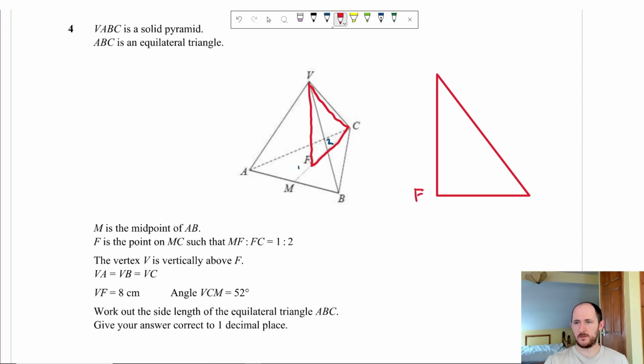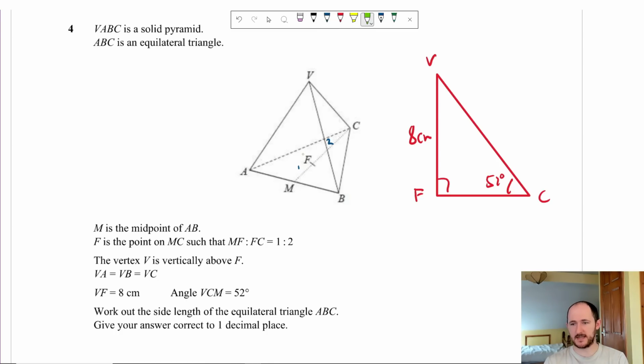Now, how do I know this is a right angle? Well, it says point V is directly above F, which means it must be at a right angle to F. And I'm going to label that 52 and 8 centimeters. Now, I've actually spotted what we need to do next. We want to work out the side length of the equilateral triangle. So why don't we just draw out the equilateral triangle, right?